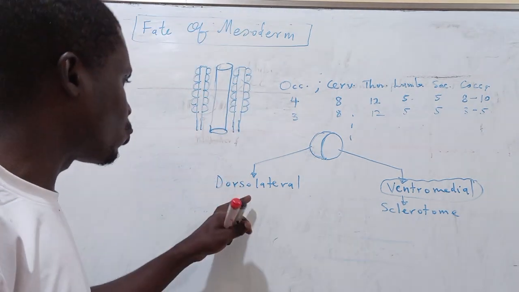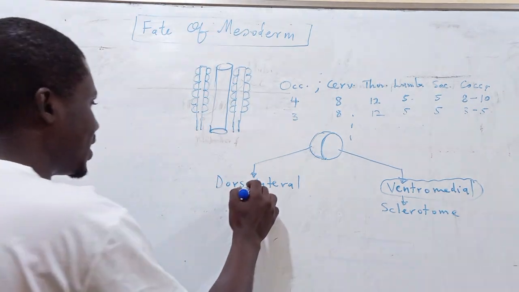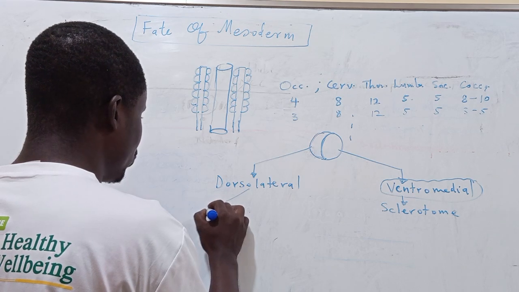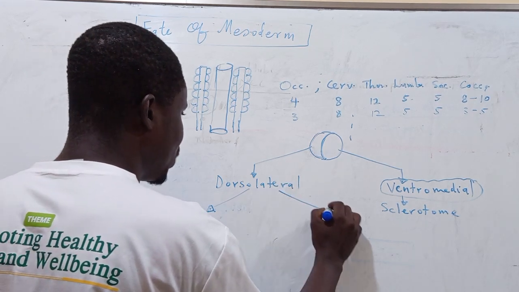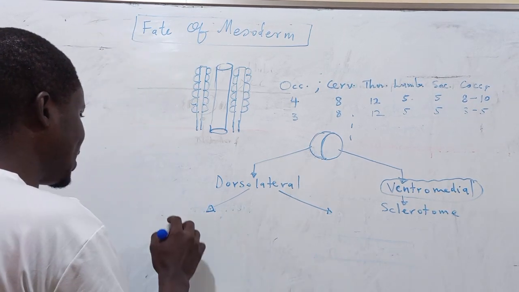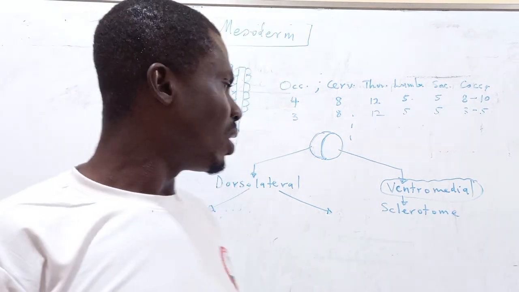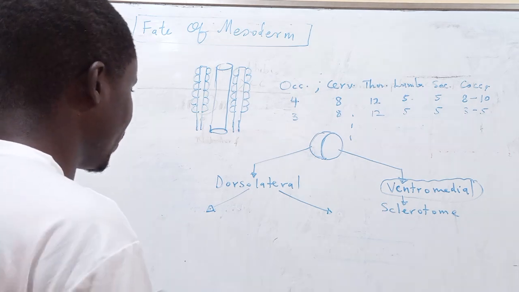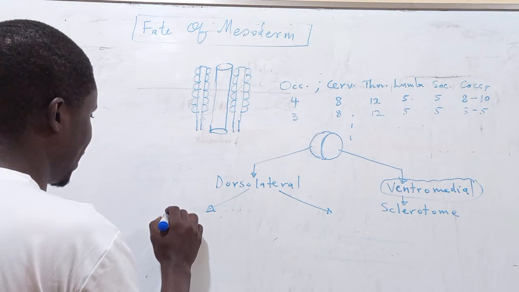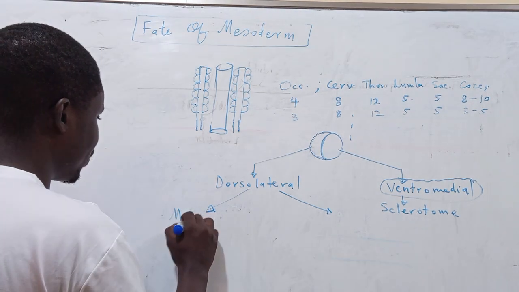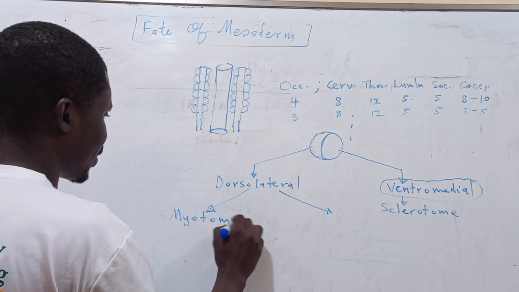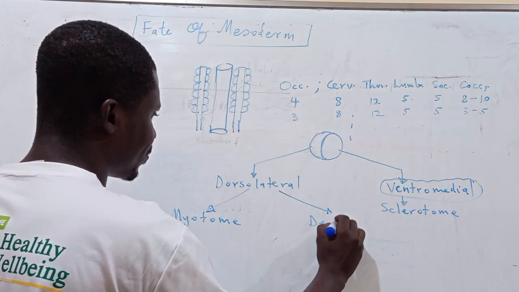And of course, this dorsolateral portion will differentiate into two. And I want you to know that. And what are these two differentiations? Now, the two differentiations will be what we call the myotome and of course the dermatome.